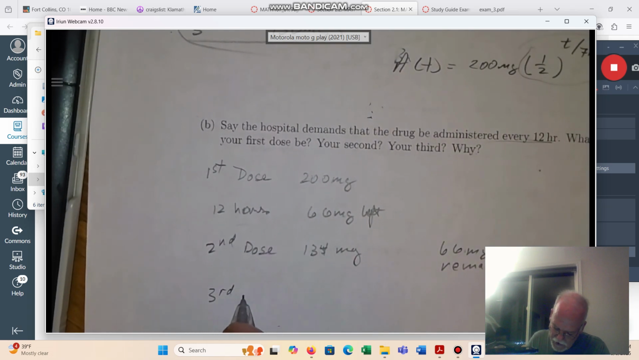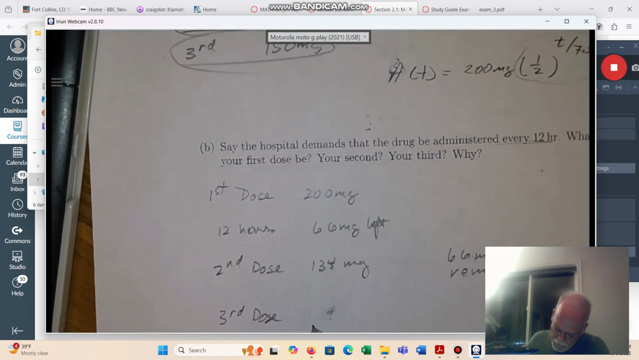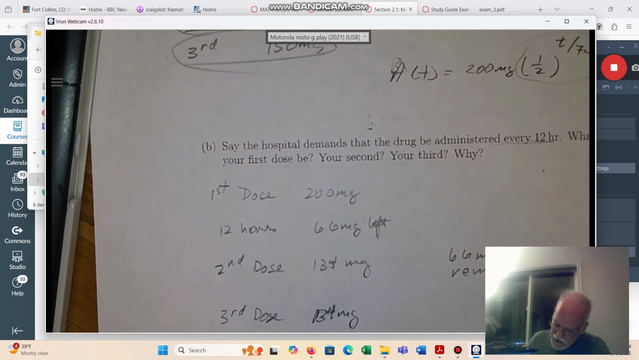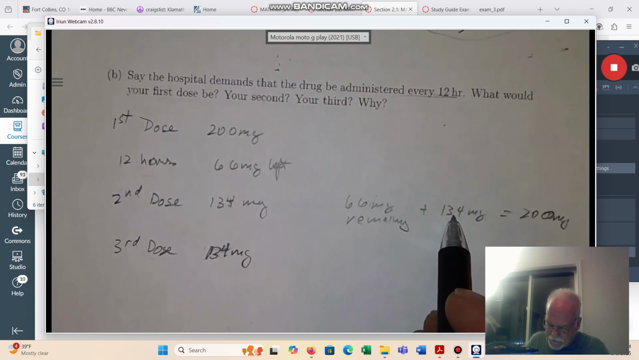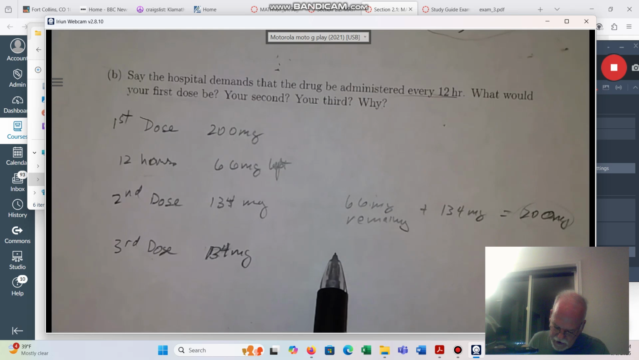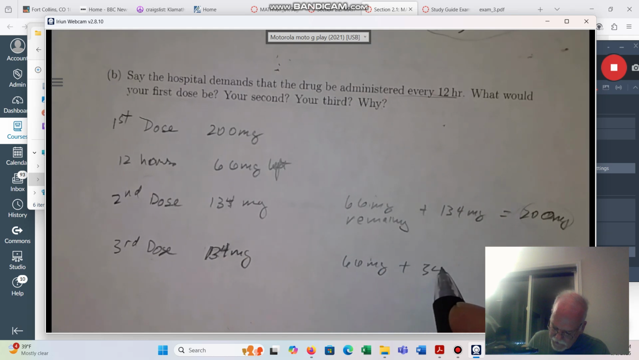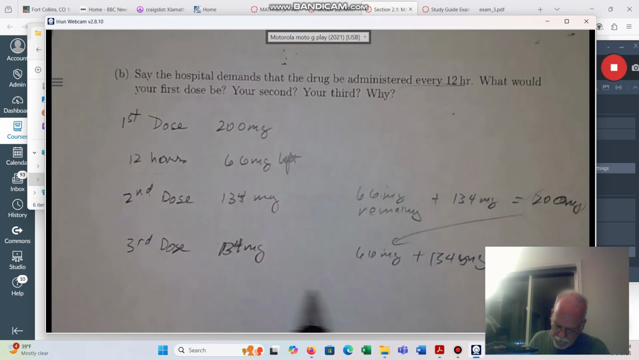Third dose would be another 134 mgs, because this would again degrade down to 66, and 66 plus another 134 mgs added would bring it back up to that top dose of 200 mgs.